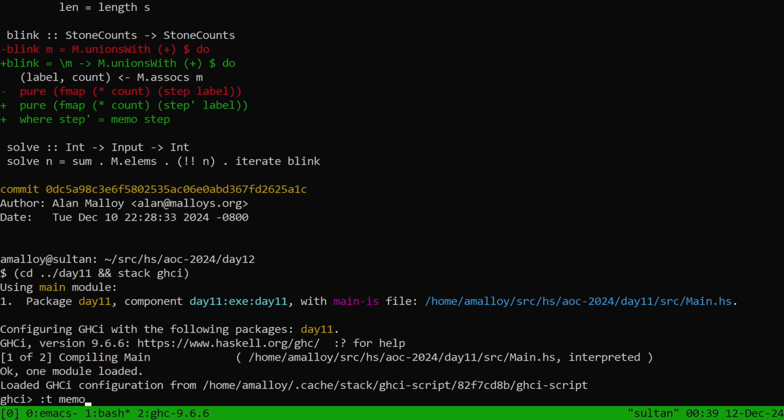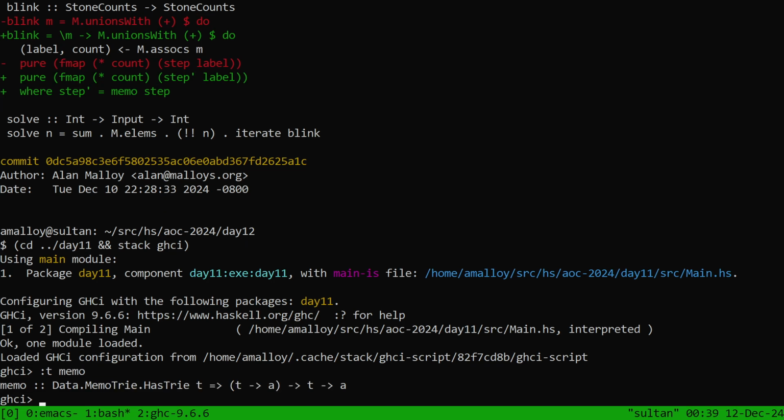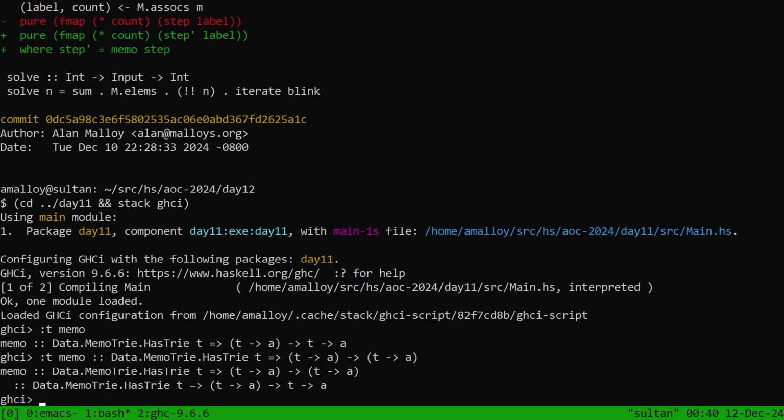So if we ask what is the type of memo, its type is basically, I take a function from t to a and I produce a function that takes a t and gives you an a. Remember, because of currying, that's the same as saying, I take a function from t to a and I give you back a function from t to a. And GHCi will confirm to me, yep, those are the same. Because I say, tell me the type of memo, and by the way, I insist that its type is this. It'll produce an error if the type isn't that. Otherwise, it tells you, yep, that's the type.